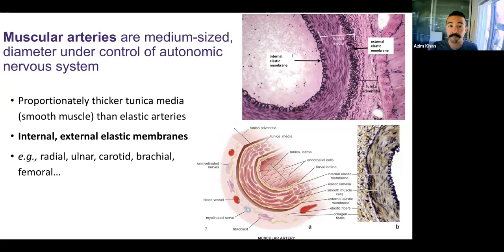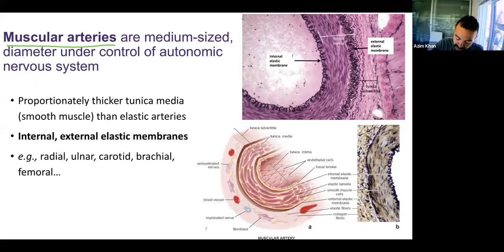The next type of structural category of arteries are muscular arteries. Muscular arteries are the medium-sized ones. Now, it's not to say that elastic arteries don't have smooth muscle, they do, or that muscular arteries don't have elastic connective tissue, they do. It's just that based on their proportions, their tunica media is pretty large.